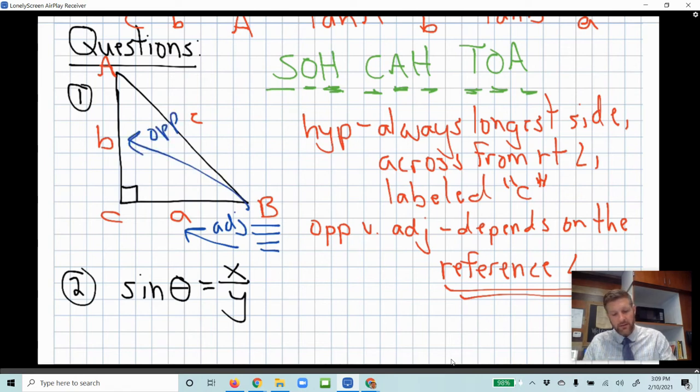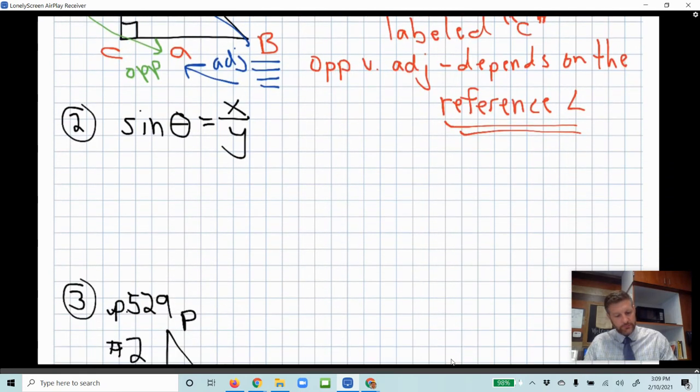Whereas if my reference angle is A, then that makes B my adjacent, and that makes my A the opposite. So opposite and adjacent will shift depending on which reference angle you are looking at, okay? Whereas C will always be your hypotenuse. Okay, let's look at number two.